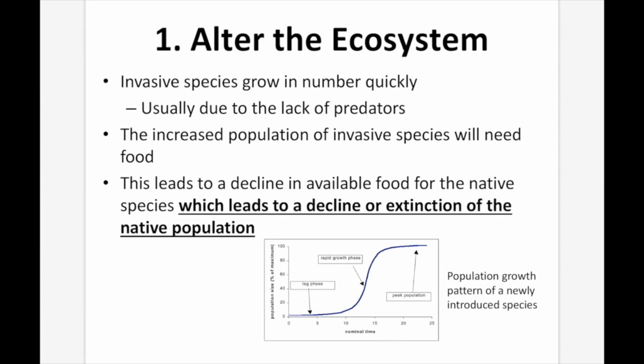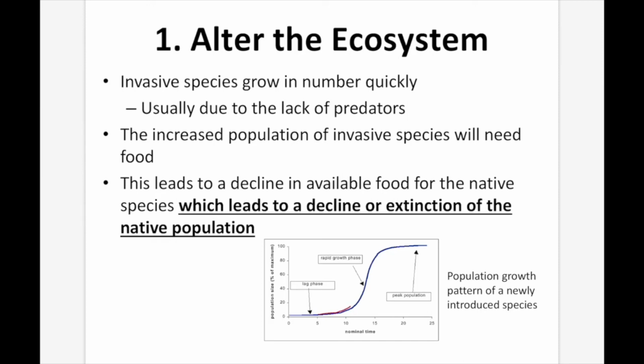Invasive species grow in numbers very quickly, and this is usually due to a lack of predators. The increased population of invasive species will need food. This leads to a decline in available food for the native species, which leads to a decline or extinction of the native population. So you can see in the graph right here, the population graph pattern for a newly introduced species is rapid. As soon as they're brought in, they're going to take over.